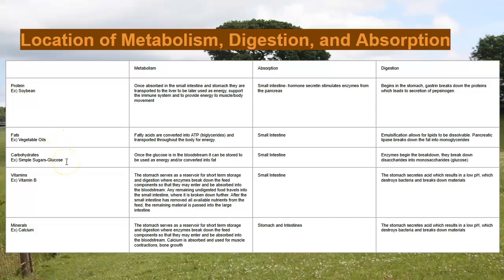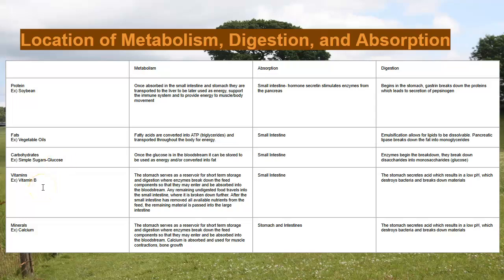Next, we have carbohydrates, example being simple sugars such as glucose. Once the glucose is in the bloodstream, it can be stored to be used as energy and converted into fat. Absorption occurs in the small intestine, and the enzymes begin the breakdown. They break down the disaccharides into monosaccharides.